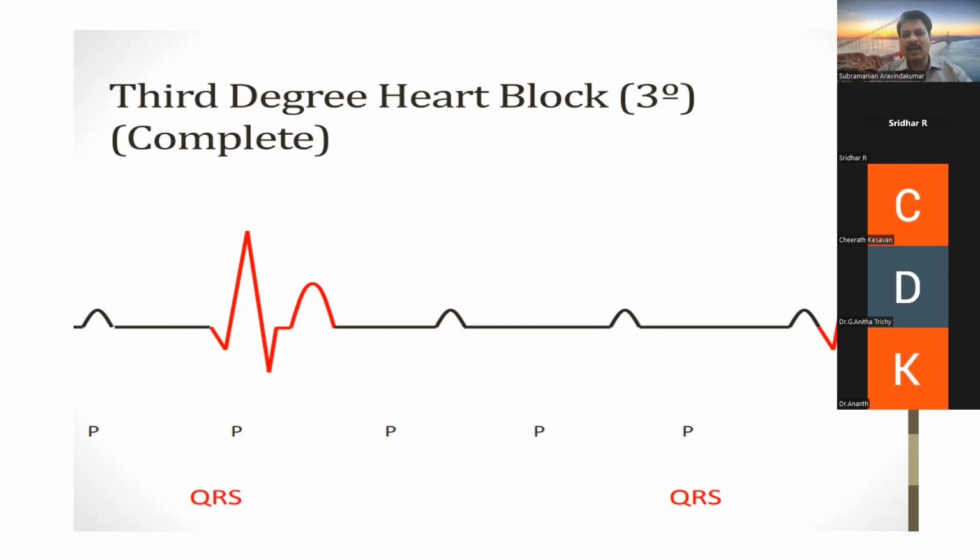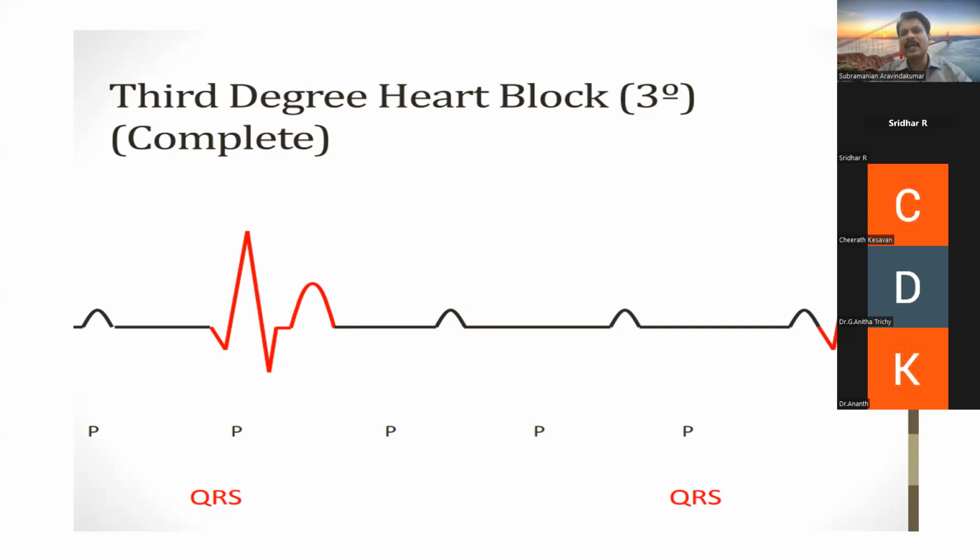Now you understand the degrees of heart block. There are 3 degrees of AV block. In first degree AV block, all P waves are conducted to the ventricle. The QRS complex is there, but conducted with a delay. The PR interval is prolonged, more than 200 milliseconds, or 5 small squares, or 0.2 seconds.